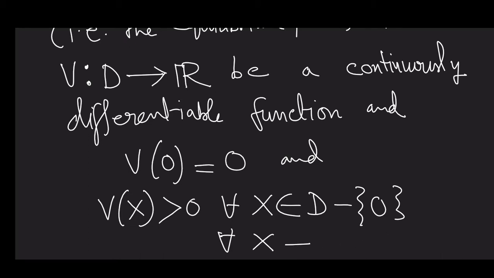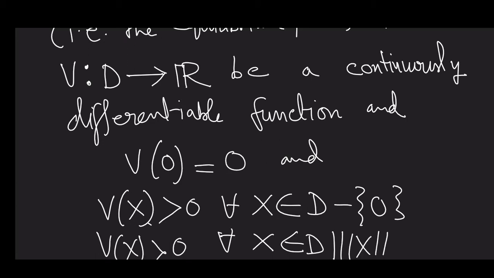Or you can restate this statement like V(x) greater than 0 for all x belonging to D such that norm x is not equal to 0. Both statements have identical meaning and equal impact on this definition. Basically, we are trying to claim V(x) is a positive definite function within our domain of interest D.